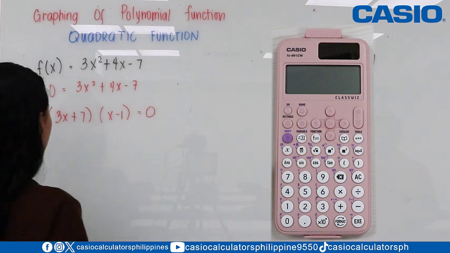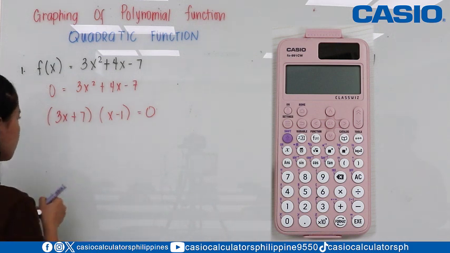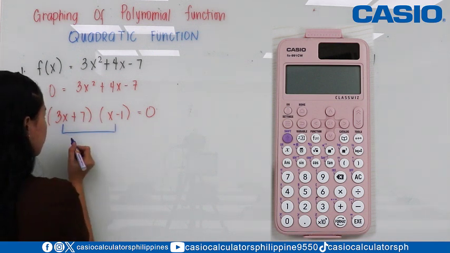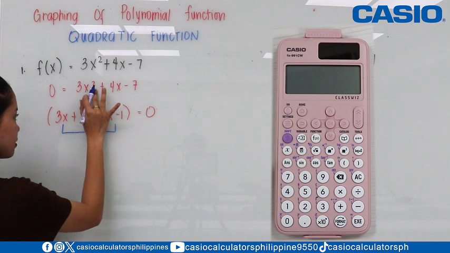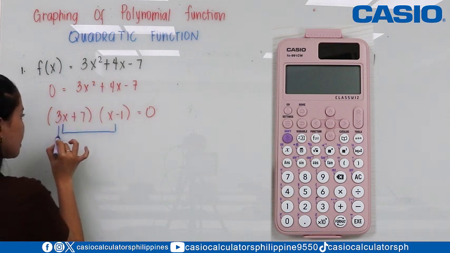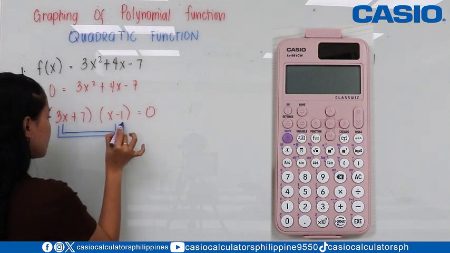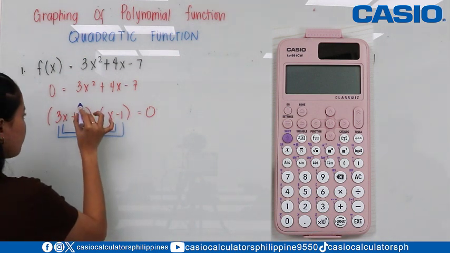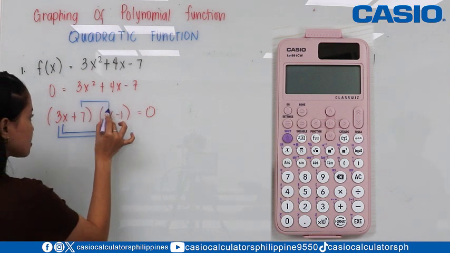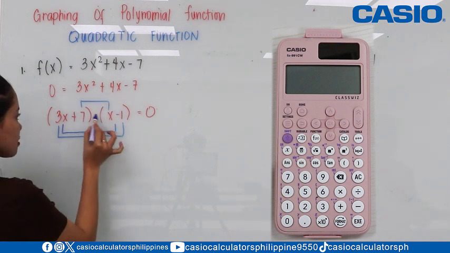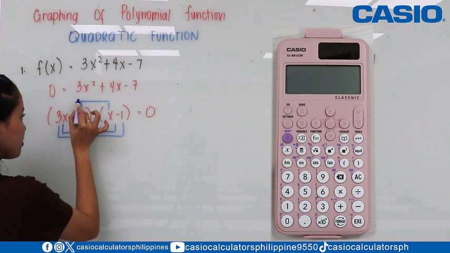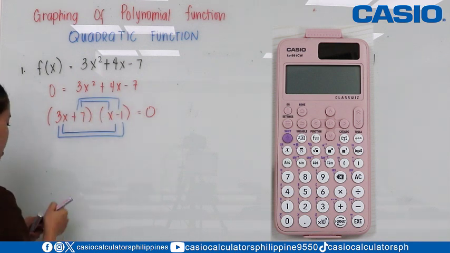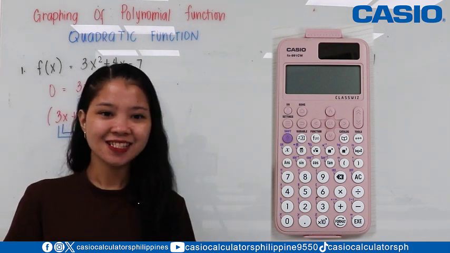If we're going to check this, we have 3x times x, that is 3x squared. And we have to multiply 3x times negative 1, that is negative 3x. And we have to add it to the second term, which is 7 times x, that is 7x. 7x minus 3x, that is 4x. So we have 7 times negative 1, that is negative 7. So now, let's find x.